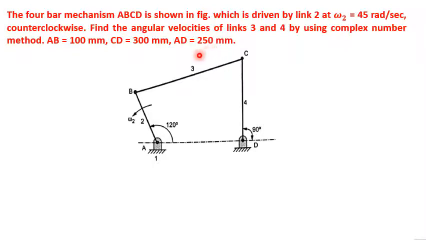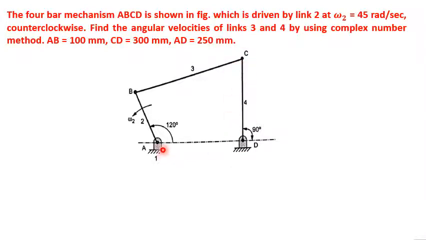And the length of AB is 100 mm, the length of CD is 300 mm, and the length of AD, the fixed distance, is 250 mm. So these are the given data, and this is the given figure. Here link AD is fixed, whereas link AB acts as a crank, link BC is the connecting rod, and link CD is the rocker.